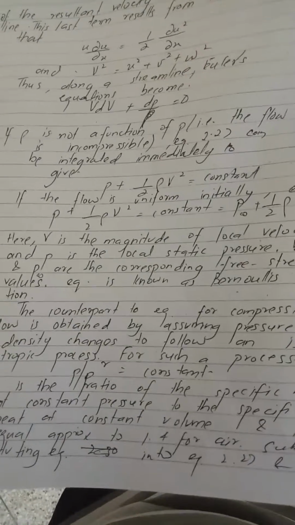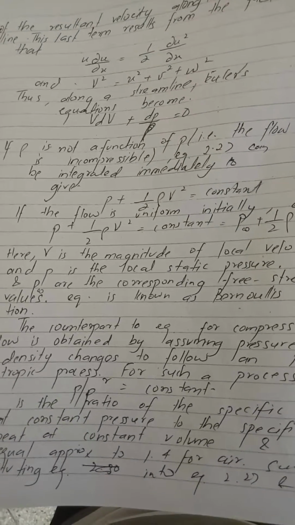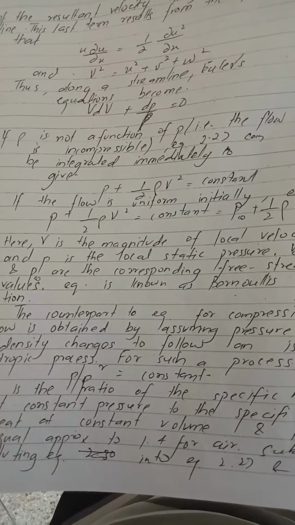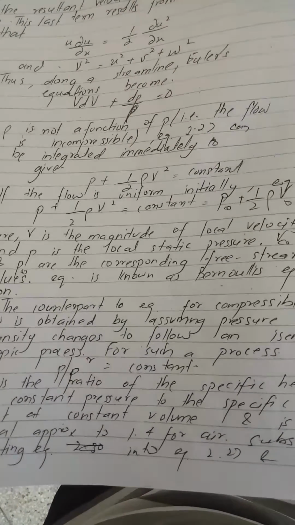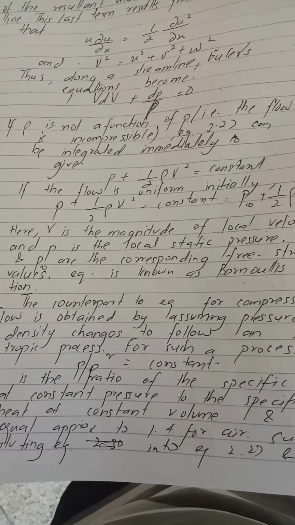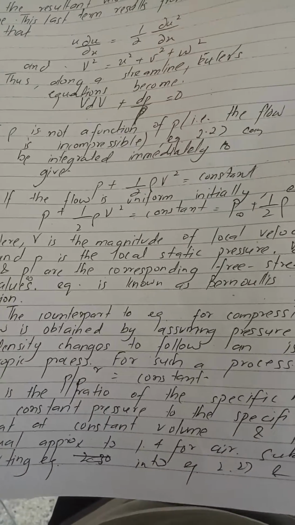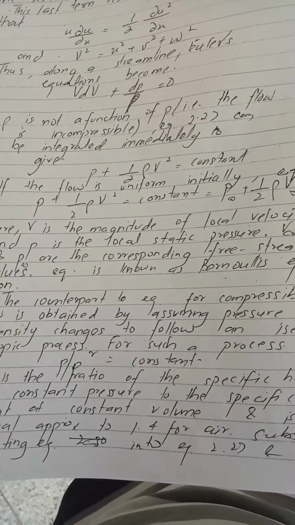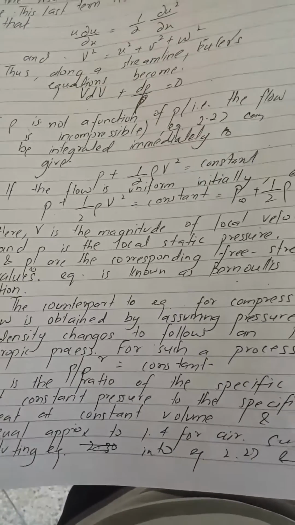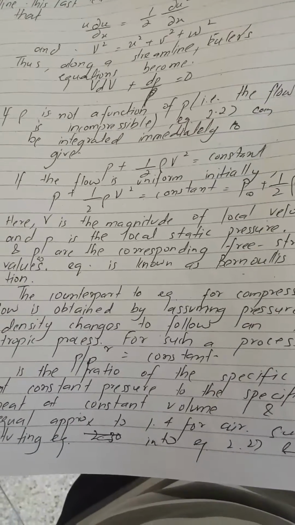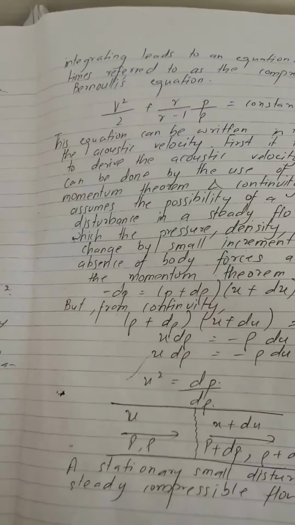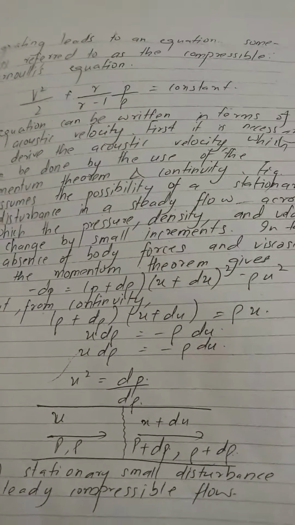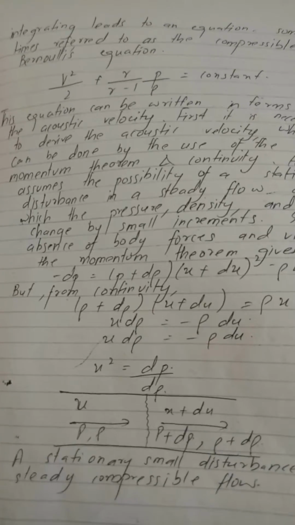The counterpart to this equation for compressible flow is obtained by assuming pressure and density changes follow an isentropic process. For such a process, p over rho to the power gamma is equal to constant. Gamma is the ratio of the specific heat at constant pressure to the specific heat at constant volume, and is approximately 1.4 for air. Substituting this into the equation and integrating leads to an equation sometimes referred to as the compressible Bernoulli's equation. The equation can be written in terms of the acoustic velocity.